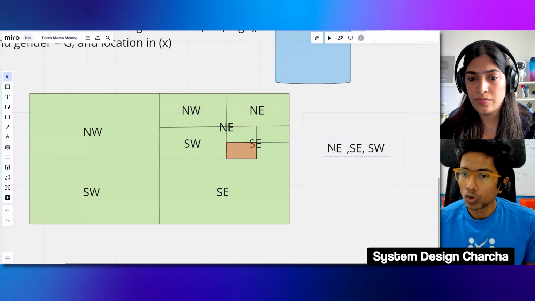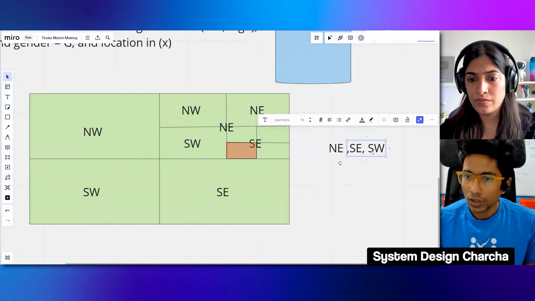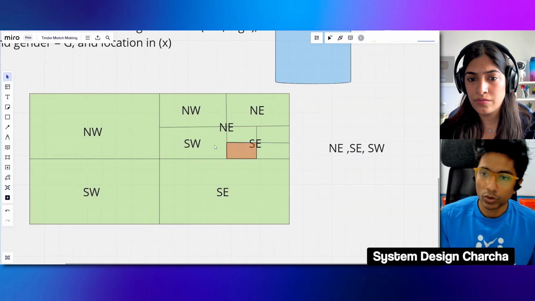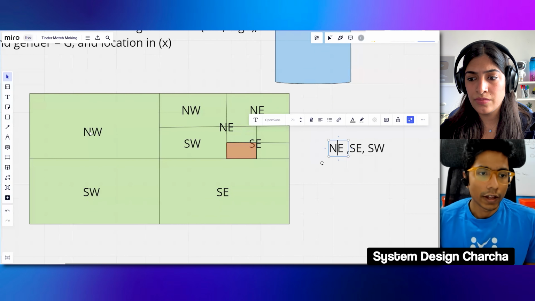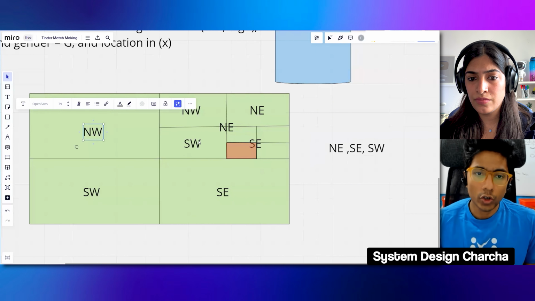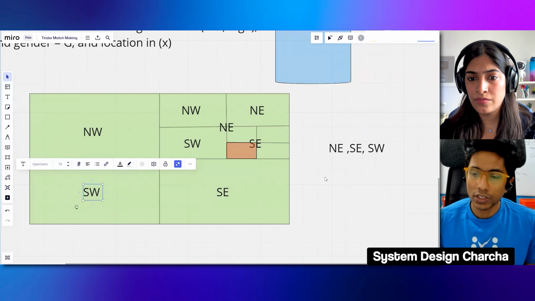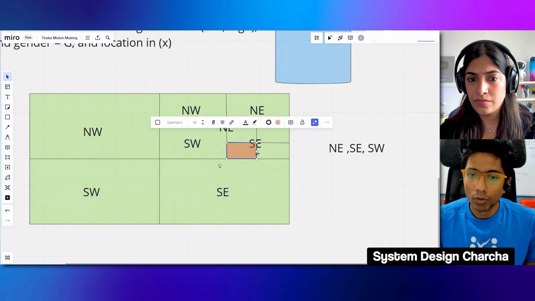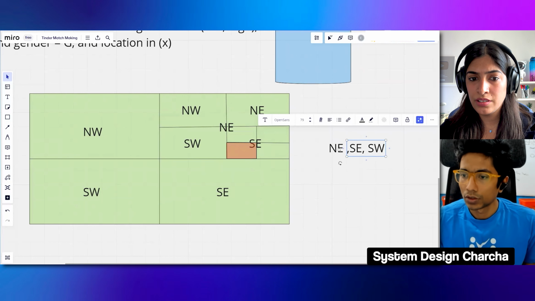That's it. So you are describing a 2D plane using these directions, and in computers you are not going to have northeast, southeast. You are going to do it in binary. So if you assign 1, 2, 3, 4 to each of these directions, you can, with a single number, describe an area. So this will be called a geohash. Exactly.